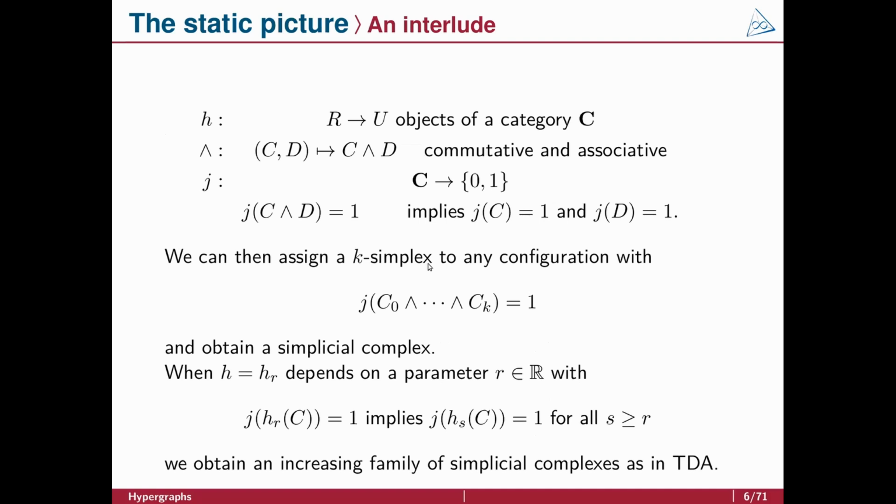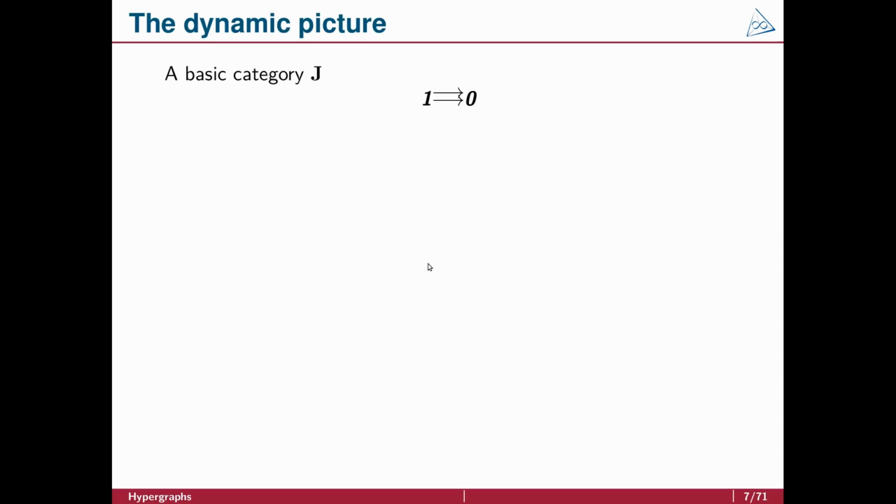And in fact, this could even depend on a parameter. We just need to assume that when the parameter is increasing, the set of relations that are mapped to 1 is growing, and then we obtain an increasing family of simplicial complexes as in topological data analysis. But that is not really what we are interested in. We want to look at a dynamic situation instead of the static configuration that I have been looking at before.